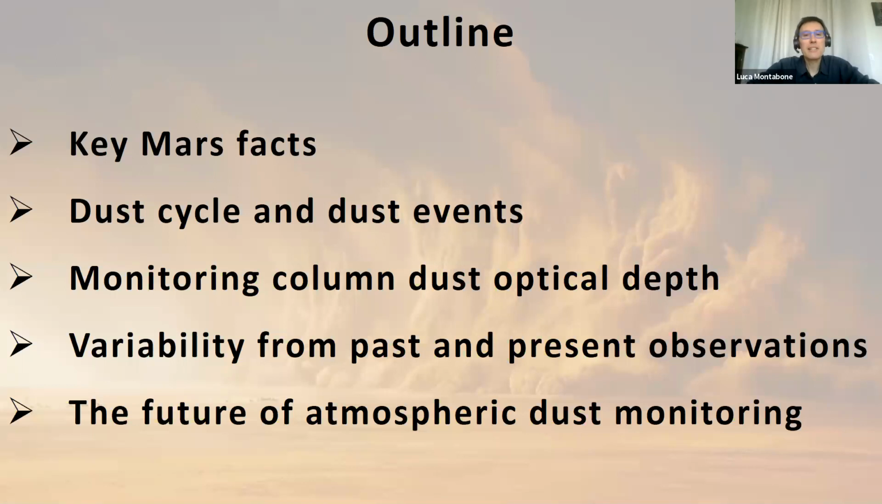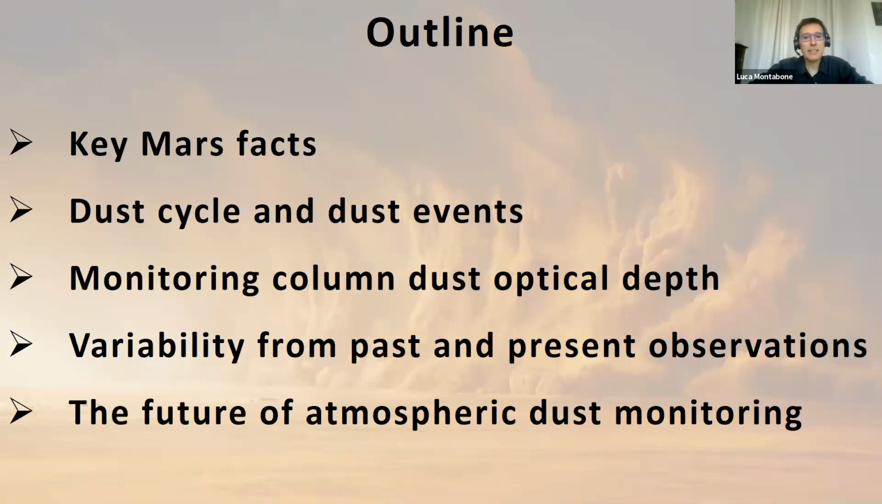So this talk is about monitoring dust, in particular using a variable called column dust optical depth. We are going to see what it is. What I'm going to tell you in this 45 minutes or so is something about key Mars facts, just to make sure we are on the same page, that we know a few key concepts during this talk, and then a very short introduction on the dust cycle and dust events, including dust storms. Then we focus more on this variable called column dust optical depth. We're going to see how we can monitor this variable throughout the Martian years.